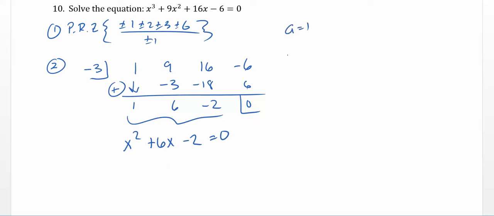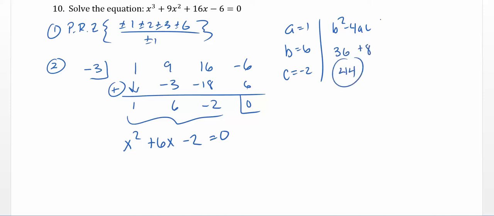So a is equal to 1 in this case, b is equal to 6, and then c is equal to negative 2. So I would check b squared minus 4ac, the discriminant, and I would get 36 plus 8. So I think I'm getting 44 out of this thing. So then I would realize, okay, so x must be negative b plus or minus the square root of b squared minus 4ac over 2a, just the quadratic formula.